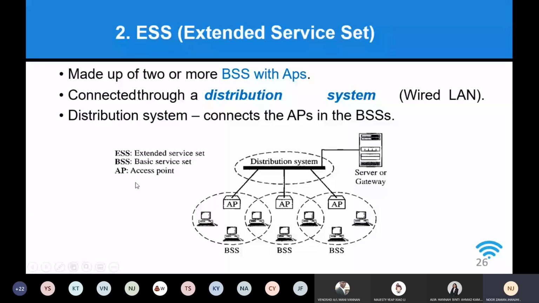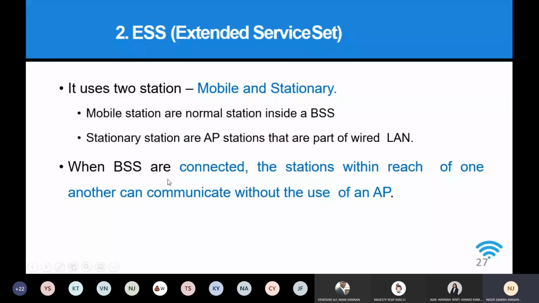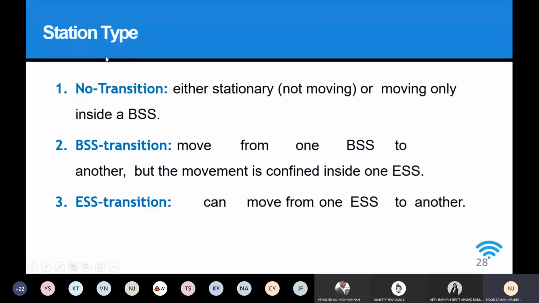So it means that we have three movement patterns. One is that within this BSS, we are not going even from this to this. Second is that among the BSSs, but we are not changing the ESS. Third is that we are also changing the ESS. So these are the three different transitions. No transition is while you are sitting at home now, not going anywhere. BSS transition means while you are in the university.